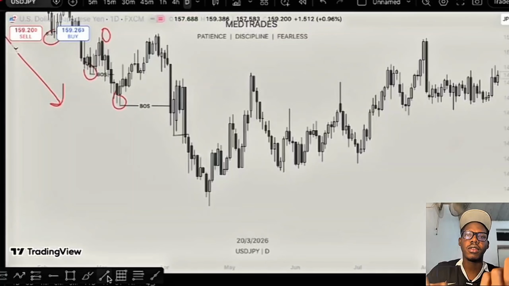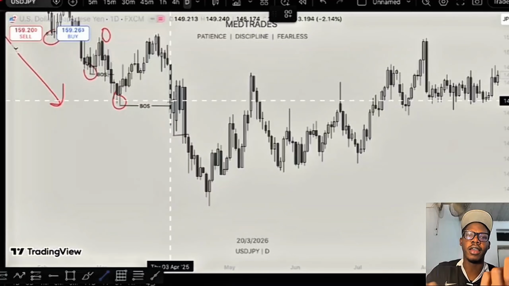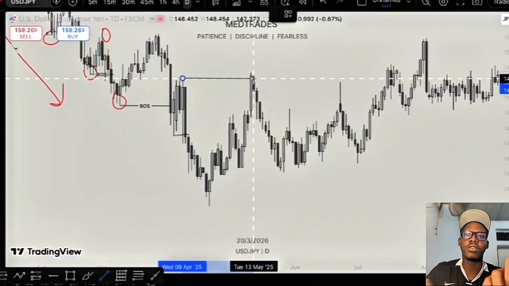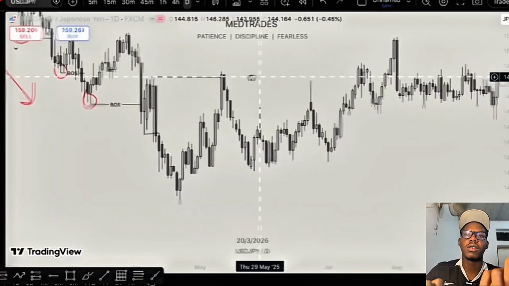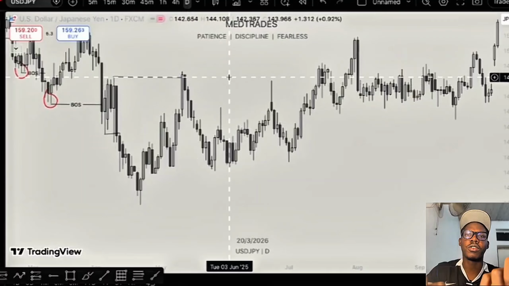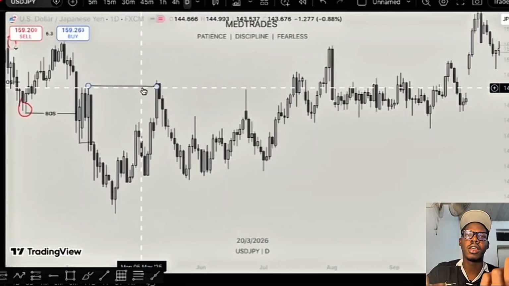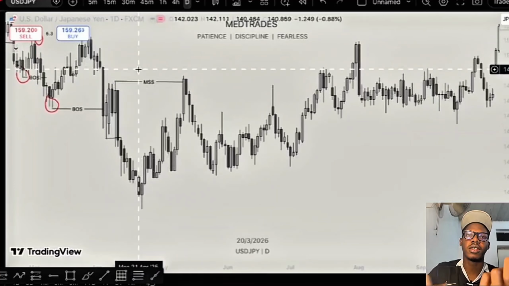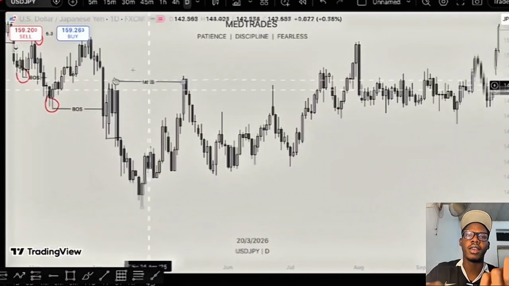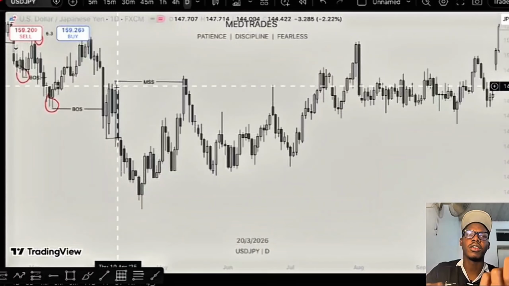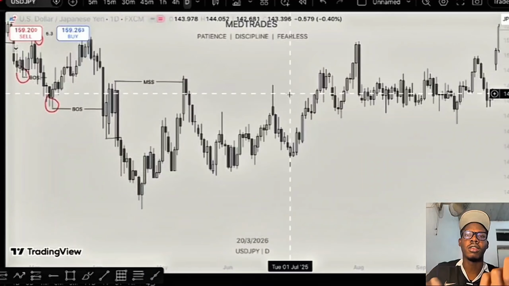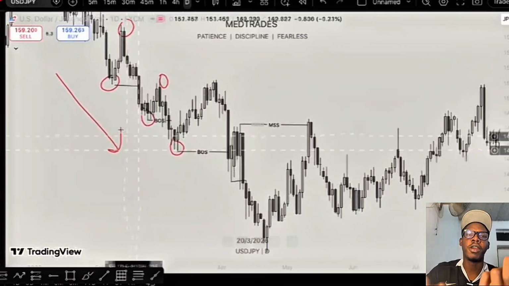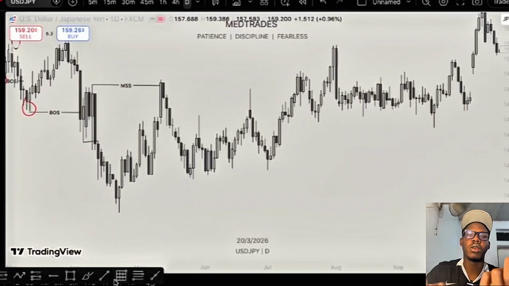So now, when price came here to take out this lower high, this becomes a market structure shift, right? As you can see, it came here and took out this lower high, and it becomes a market structure shift. Can you see it? And then the trend changes from being bearish to now becoming bullish.